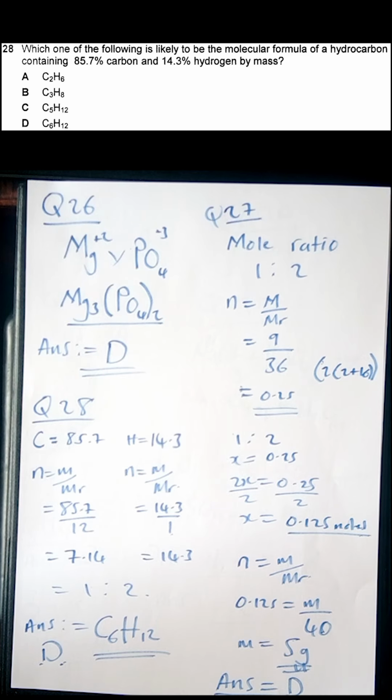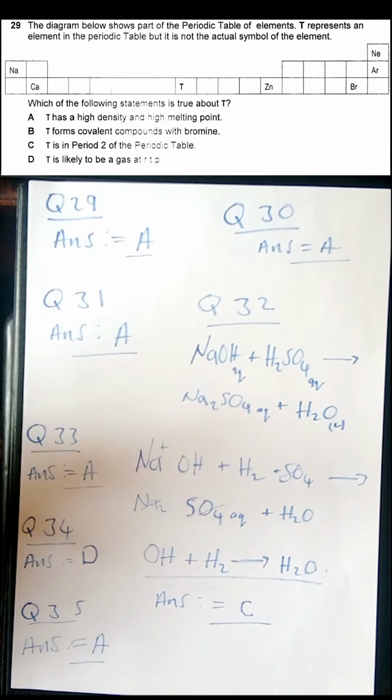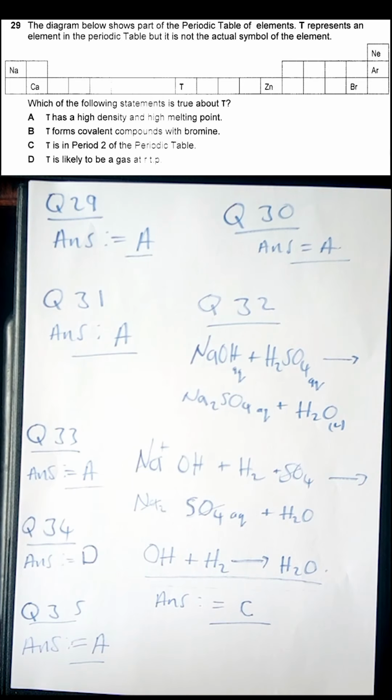We move on to the next question, question number 29. You are told the diagram below shows part of a periodic table of elements to represent the elements in the periodic table, but it is not the actual symbol of the element. Which of the following statements is true about T? The statement which is true about T, we find it on A. T has a high density and high melting point.